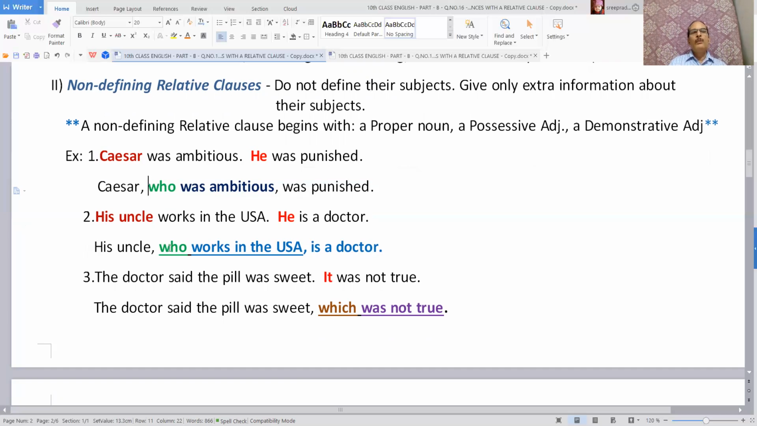So here also, who works in the USA is a non-defining relative clause because his uncle is a doctor. So I am referring to a particular person's uncle. So I know who that person is. So this subject is clear. It does not depend on this relative clause. His uncle is a doctor. That is the main clause actually. So who works in the USA adds extra information about his uncle. That's why this non-defining relative clause is kept in between commas.